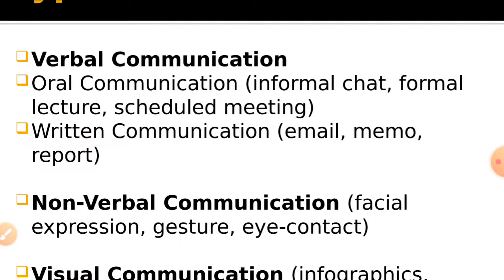Now, oral communication is normally informal in nature, such as chatting with a friend over coffee, or colleagues having an informal chat in the office canteen, while other forms of oral communication may also be more formal, such as conversations that are held in a scheduled meeting, or maybe a lecture that is delivered via Skype or Zoom. And after that we have, for instance, an email, or maybe a memorandum, a report, or maybe a Facebook post or a tweet. These are all different forms of written communication.